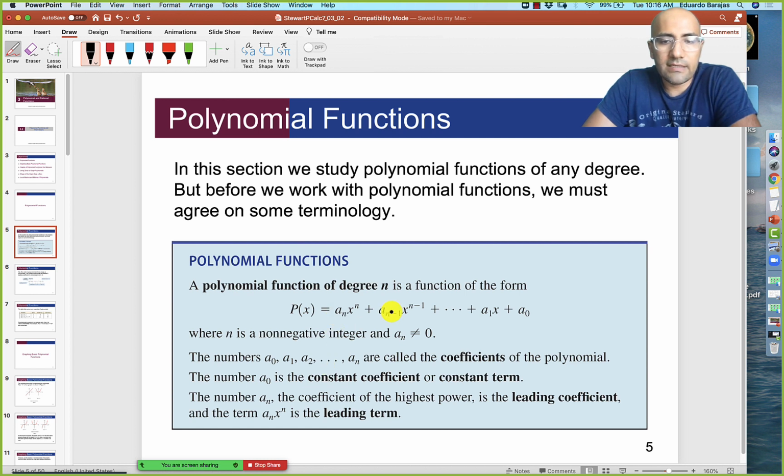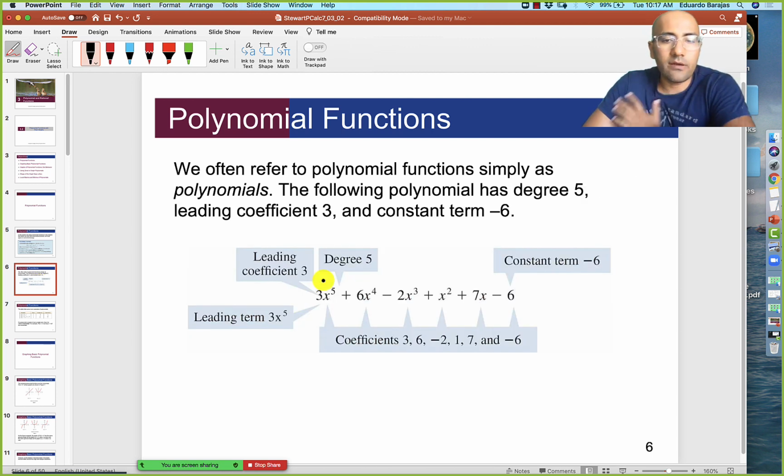So all of these a's are coefficients, real number coefficients for us for now, and a sub naught is the constant of our polynomial, right? It's the only term that does not have an x, or it has an x to the power of 0. Either way you like to look at it. A sub n is the leading coefficient. It's the term in front of the x to the nth term. And then a sub n x to the nth power is the leading term. Okay, so just a little bit of terminology.